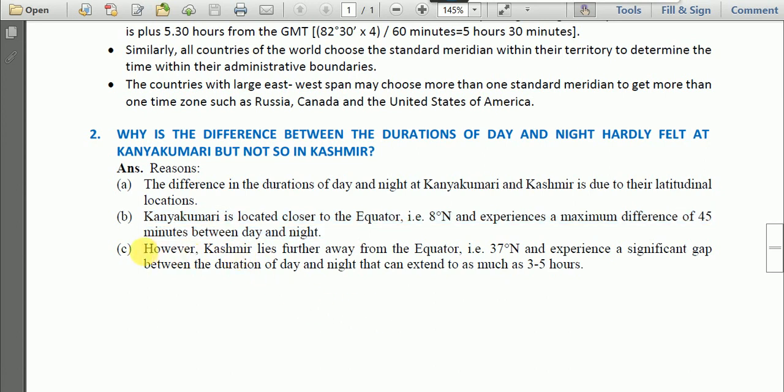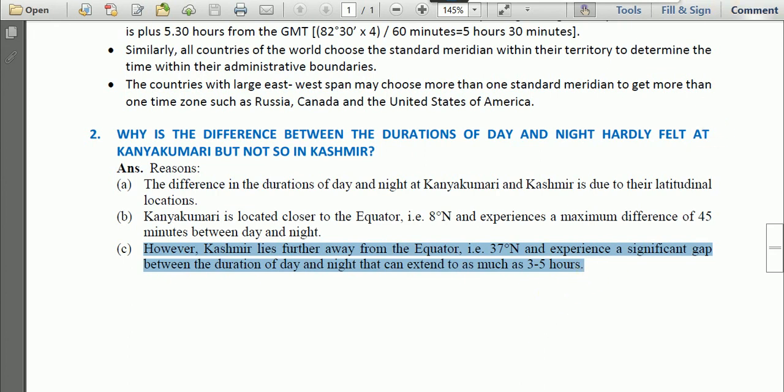Then the last point is that Kashmir lies farther away from the equator, that is 37 degrees north, and experiences a significant gap between the duration of day and the night that can extend as much as 3 to 5 hours. Since Kashmir is located far away from the equator, the difference between day and night is as much as 3 hours to 5 hours. So this is the answer.